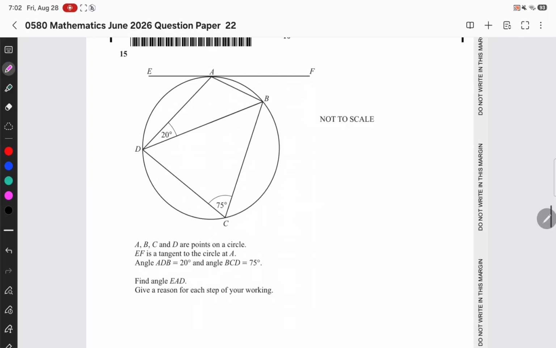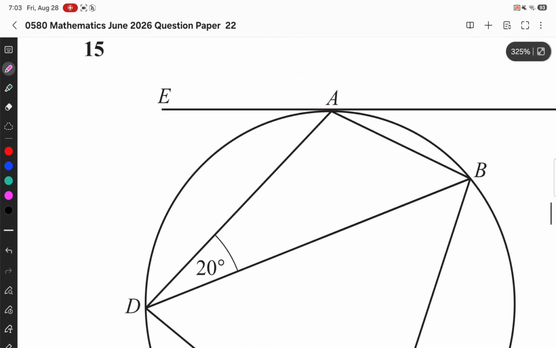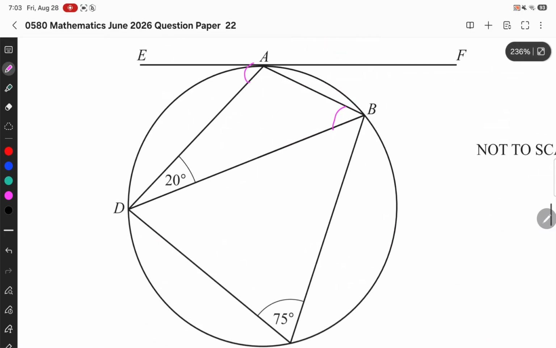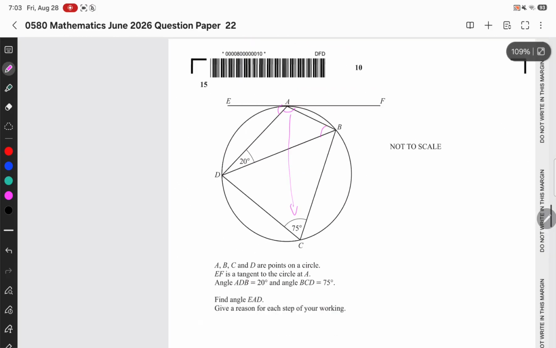Let's do this. So EAF is equal to this. To find EAD, you need to find this. This corresponds to this angle. You can find this angle by completing a triangle. You can find this angle by doing this. So let's go.